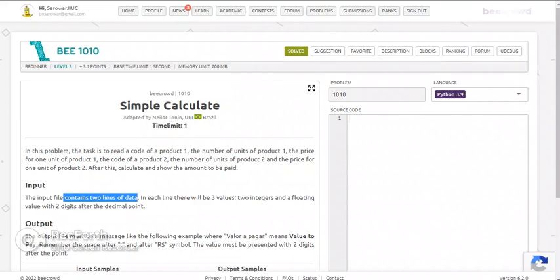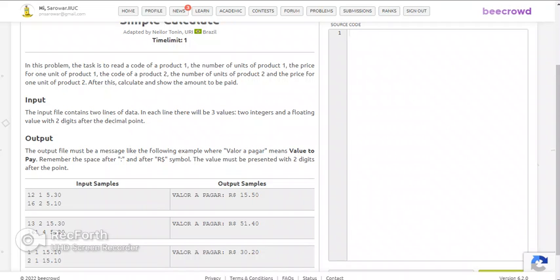So here, what is the input? The input file will contain 2 lines of data. That means in the first line, the data will contain the product code, the number of units of the product, and the price of one product. In the same way, the second line follows with the same kind of numbers. Here they have mentioned that the first two numbers will be integers and the third number will be a floating value with 2 digits after the decimal point, and the output has to be shown as VALOR A PAGAR. That means the input will be like this: first one integer, second one integer, and third one a floating number with two digits after the decimal point, and the output needs to be shown this way.